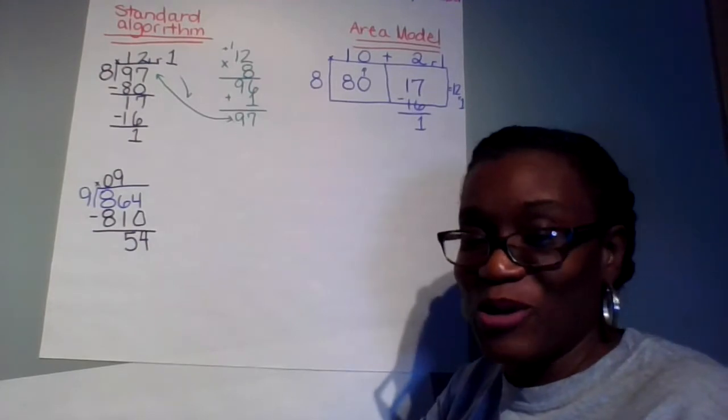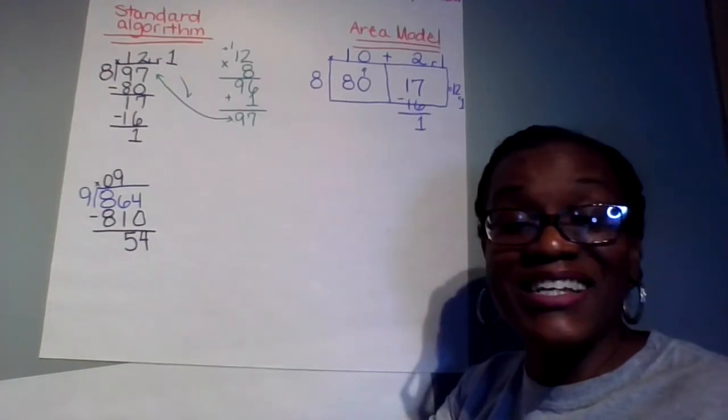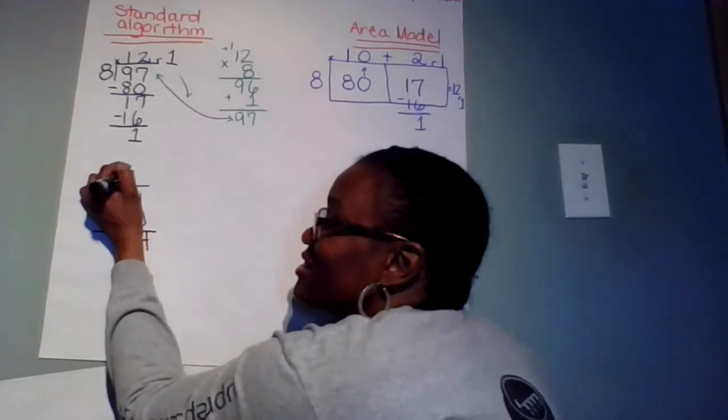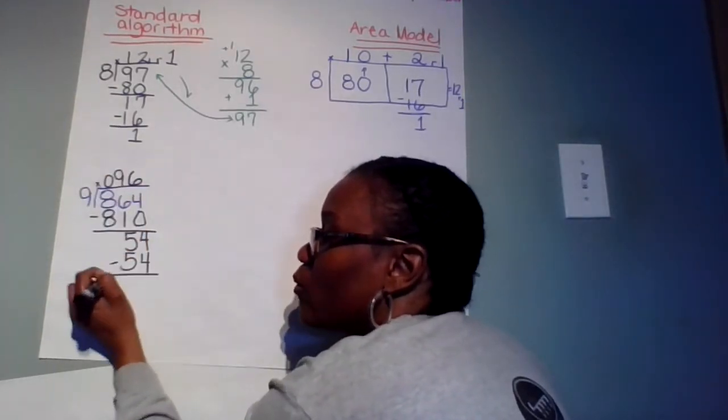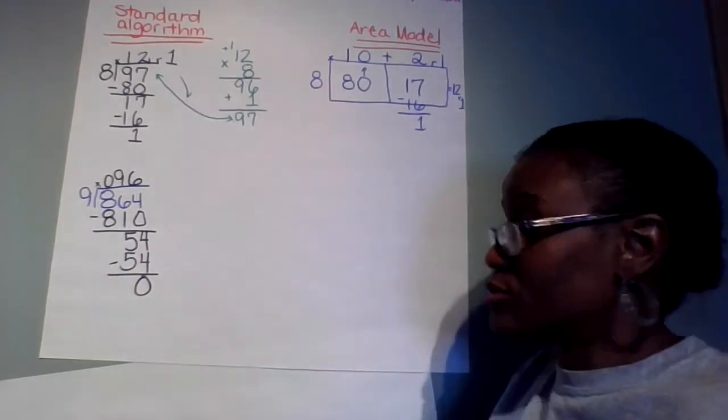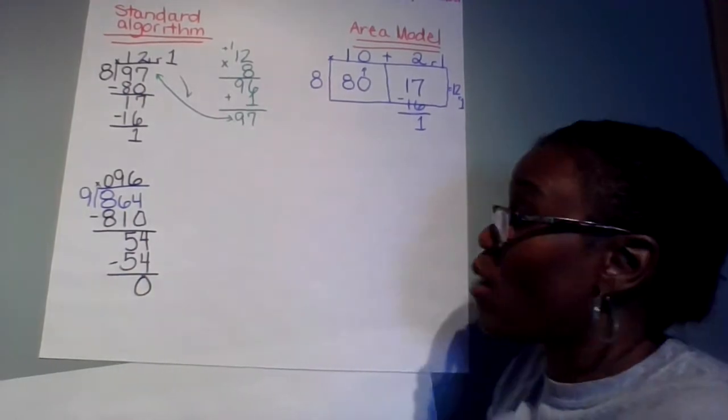And if you know your multiplication facts, the answer is, very good, scholars, 6. So 9 times 6 is 54. And we don't have any remainders. So scholars, let's do our check.